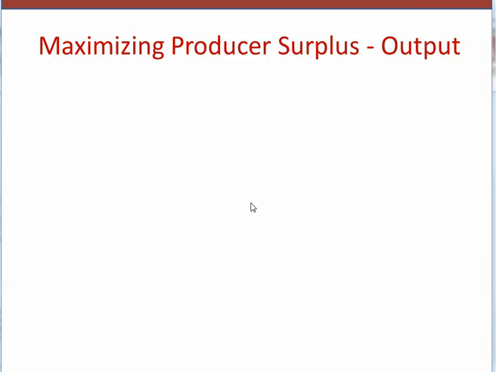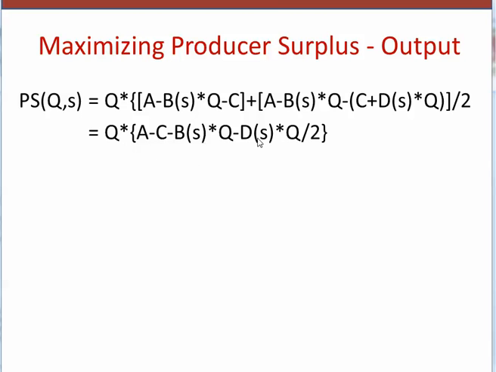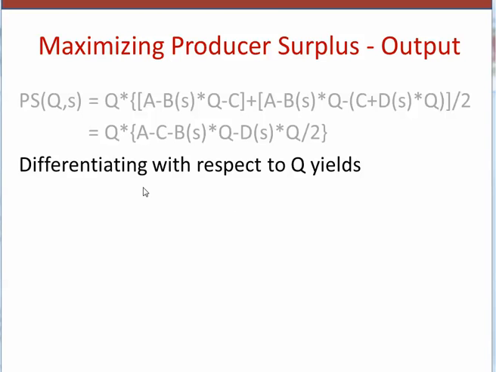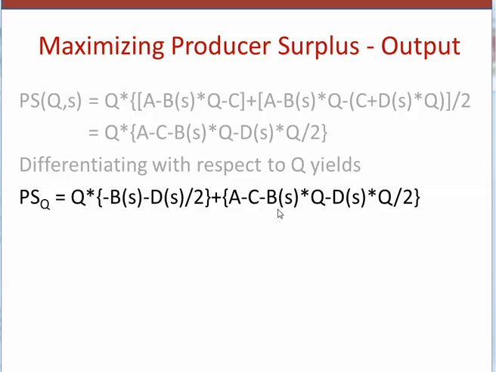Okay, we're now going to do a similar exercise, but now do it for the producer surplus. So here's our expression for producer surplus that we've already computed. And again, it says differentiating with respect to Q, but it should be saying differentiating with respect to S. So I've got the same typo twice.